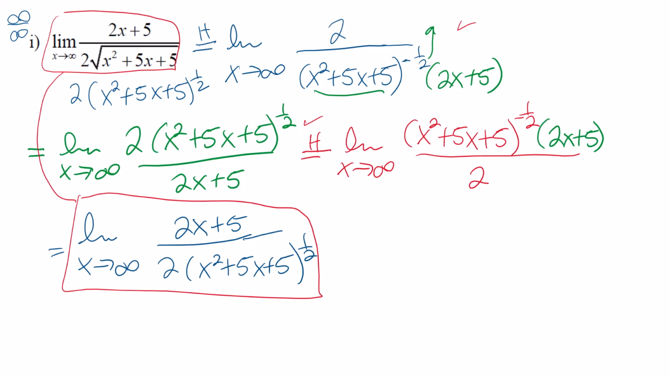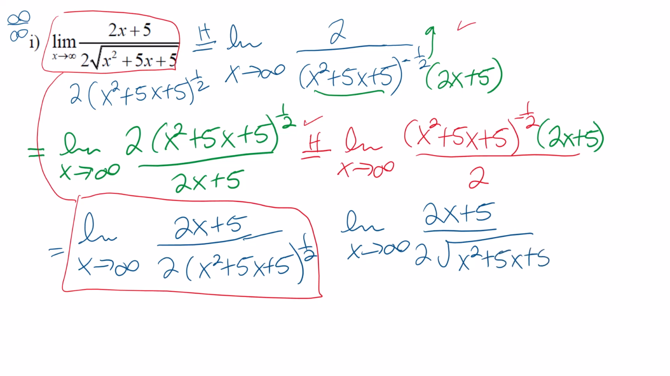We are actually going to solve this using what we would have done had we not known L'Hopital's rule. So let's rewrite what we started with. Limit as x goes to infinity of 2x plus 5 over 2 square root of x squared plus 5x plus 5. Remember when we were looking at these limits at infinity that we used the trick of multiplying top and bottom by 1 over the highest powered x in the denominator. So looking at the denominator, we would want 1 over the square root of x squared, because this is the highest powered x, but it's underneath a square root.